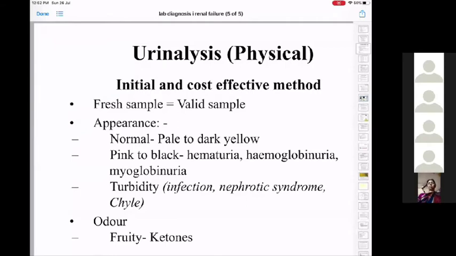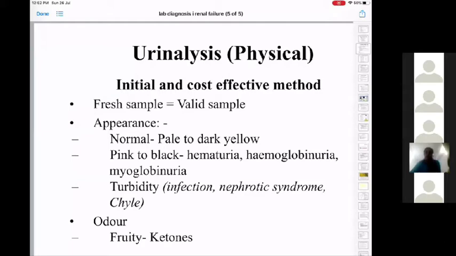The morning sample is taken, because the first sample is more concentrated. Appearance: the normal appearance of urine is pale to dark yellow. If the urine appears pink to black, that indicates hematuria, hemoglobin or myoglobin. Turbidity: normally it is clear, and if turbidity appears, it is due to infection, nephrotic syndrome or chylomicronemia.